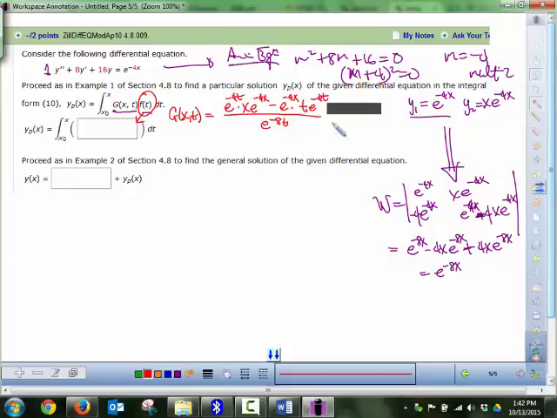So f of t is equal to e to the negative 4t. If I multiply that, I think I'm going to cancel. I'm going to get e to the negative 4t in the bottom. So that's what I want to write here.